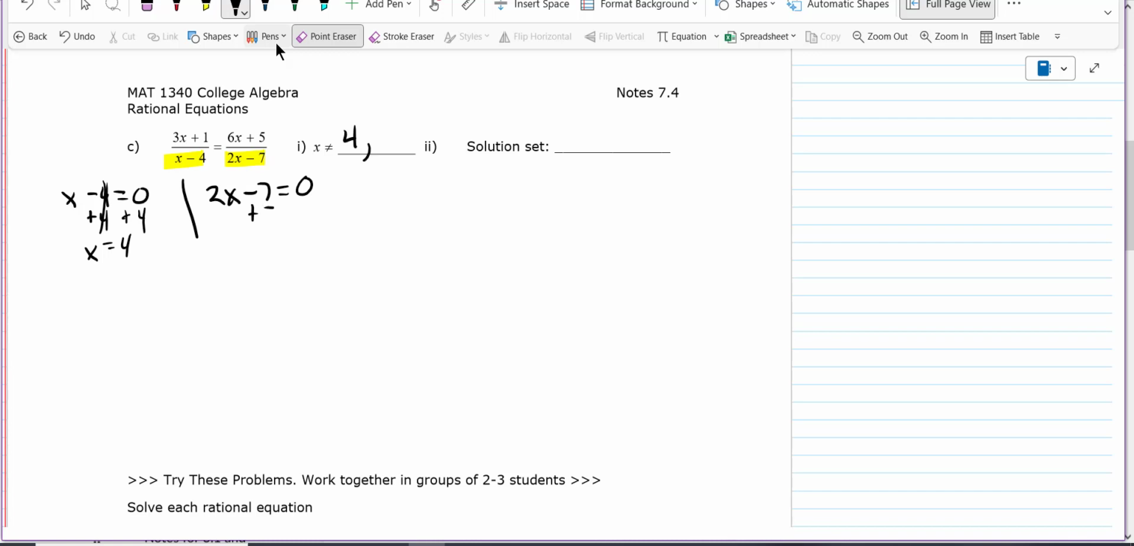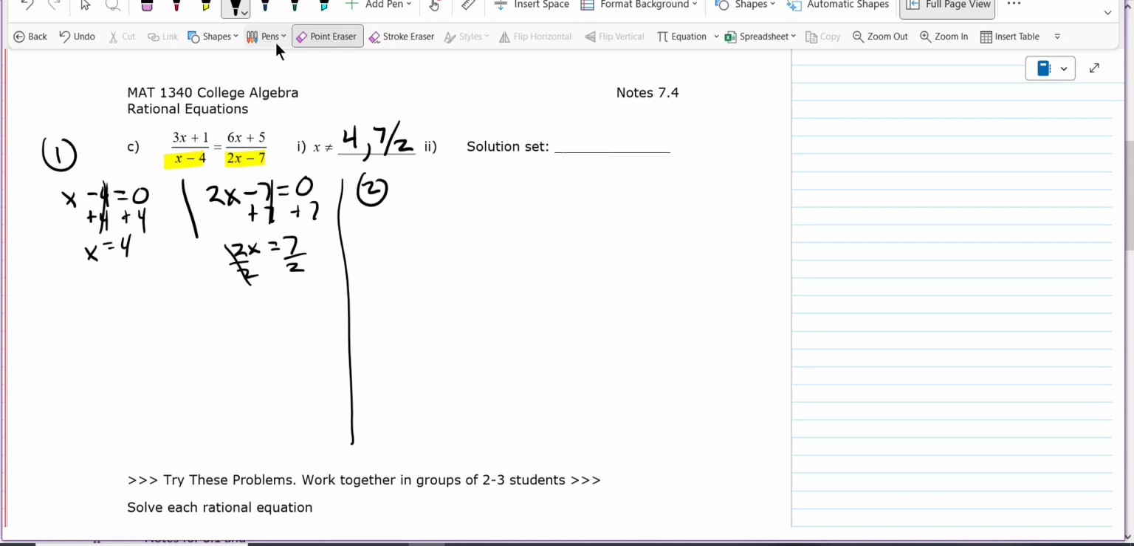Over here, we could add 7 to both sides. That gives 2x equals 7. Divide by 2 to isolate x. X cannot be equal to 7 over 2. Okay, so that's the first thing you always want to do: figure out what x cannot be equal to.